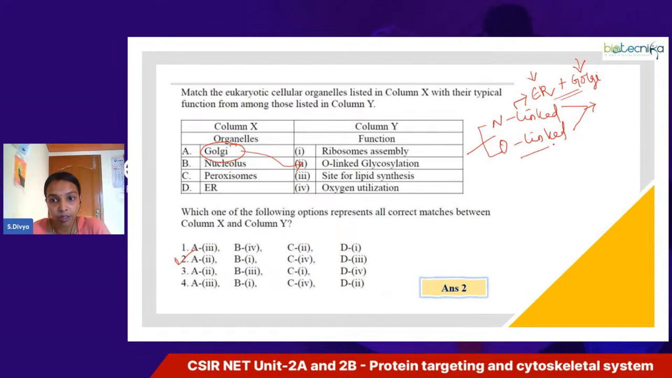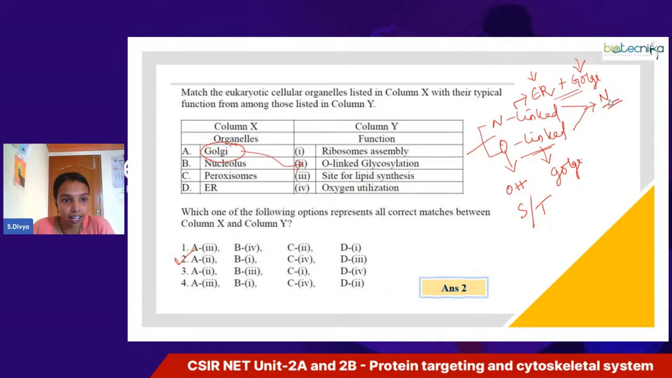O-linked glycosylation exclusively occurs in the where? Golgi compartment. So, O-linked because of the hydroxyl group present in serine and threonine. N-linked because of the asparagine residues present in that conserved amino acid sequence. Right. I hope so. There is no confusion over here. Next, what we are having?